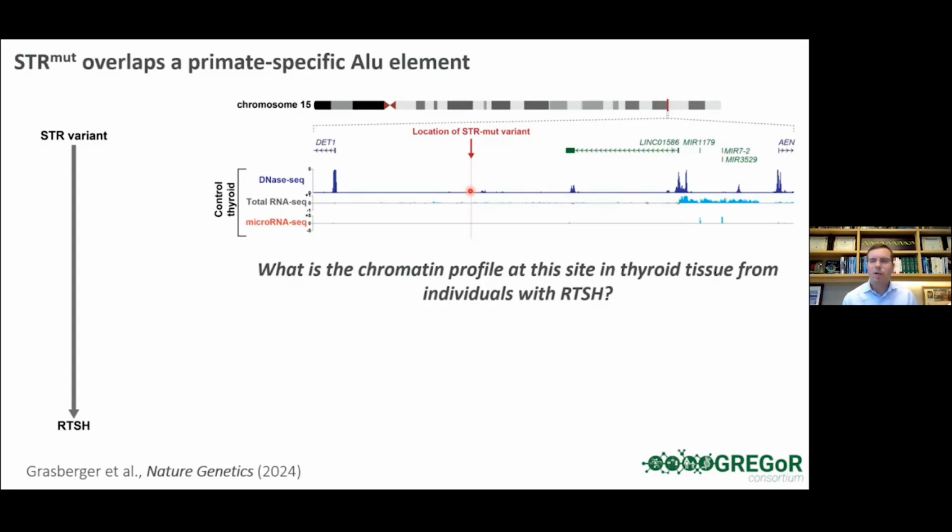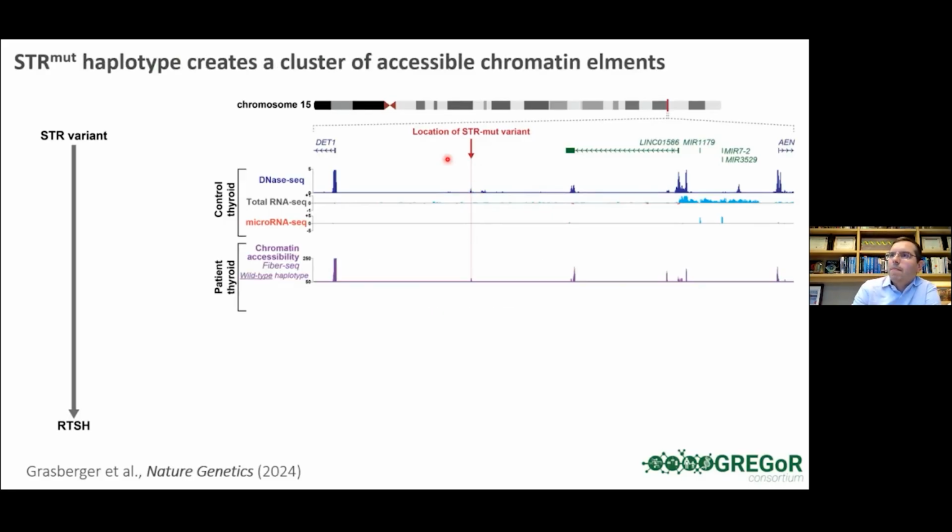To better understand what's going on, we applied Fiber-seq to thyroid tissue from an individual with this condition that had been preserved in the freezer of one of our collaborators. I'm going to separate this out by haplotype, because just to remind you, this is a dominant condition. One haplotype should be the wild type sequence, and the other should harbor the specific variant that we strongly suspect is causative of disease. If you look at the wild type haplotype, it looks boring. There's not much going on.